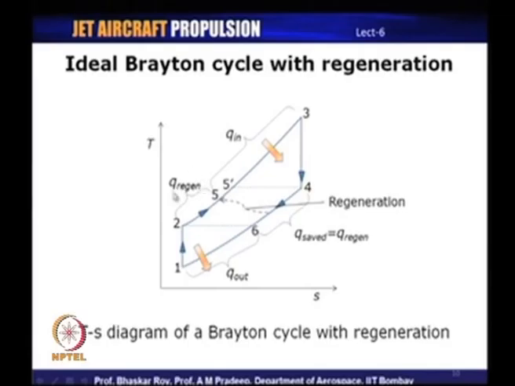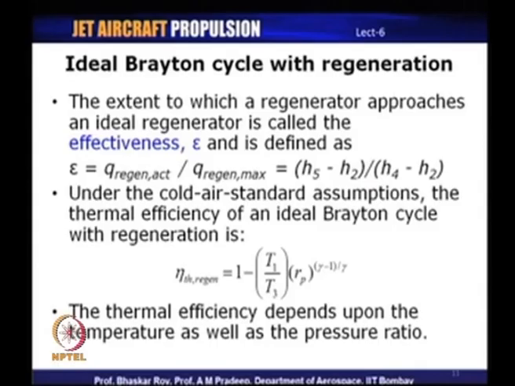So ideally, Q regenerated would be between 2 and 5 prime. That is, we can heat it all the way up to a temperature equal to the expansion temperature, and therefore Q in has also reduced now. So this is the new Q in, because of the amount of heat that has been transferred back to this heat addition process. As a result of heat regeneration, we have been able to recover some amount of heat.